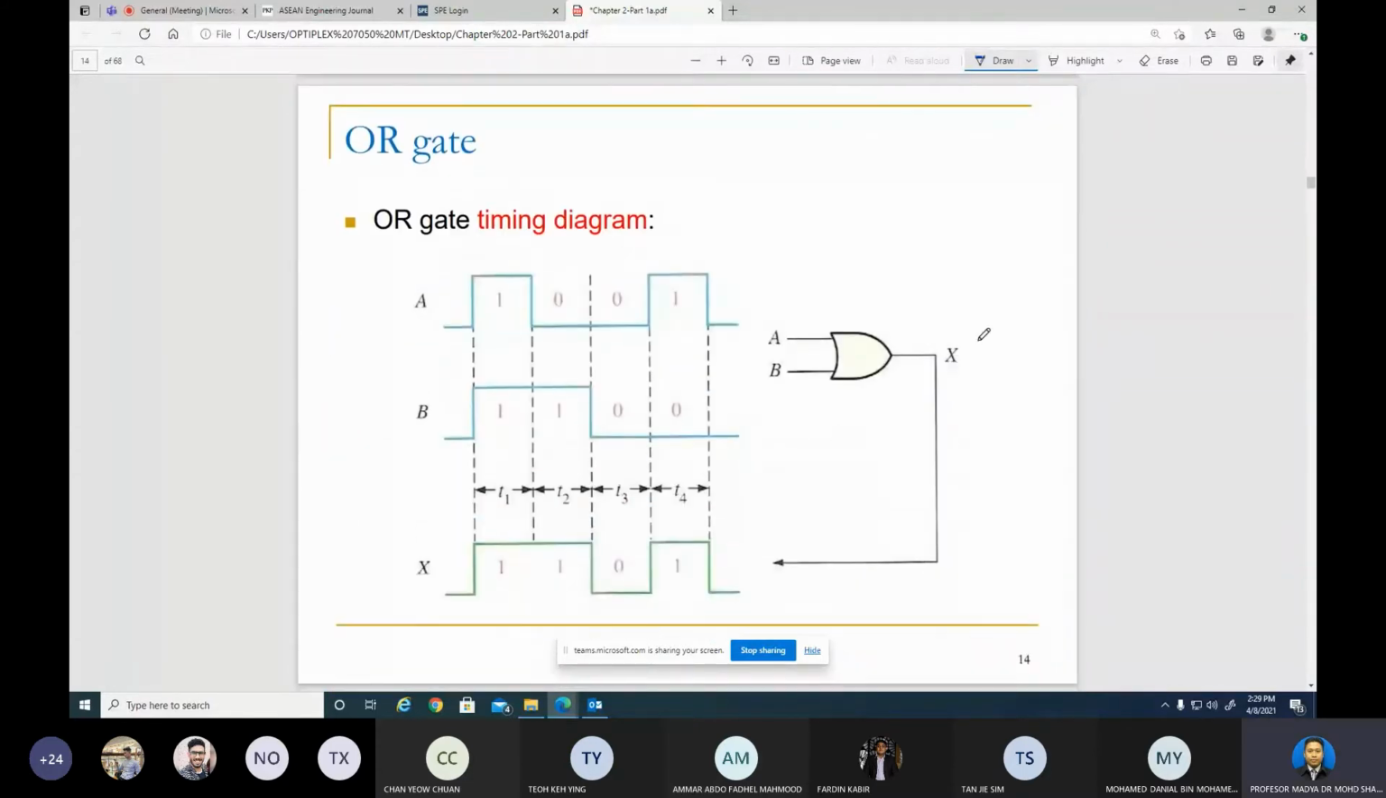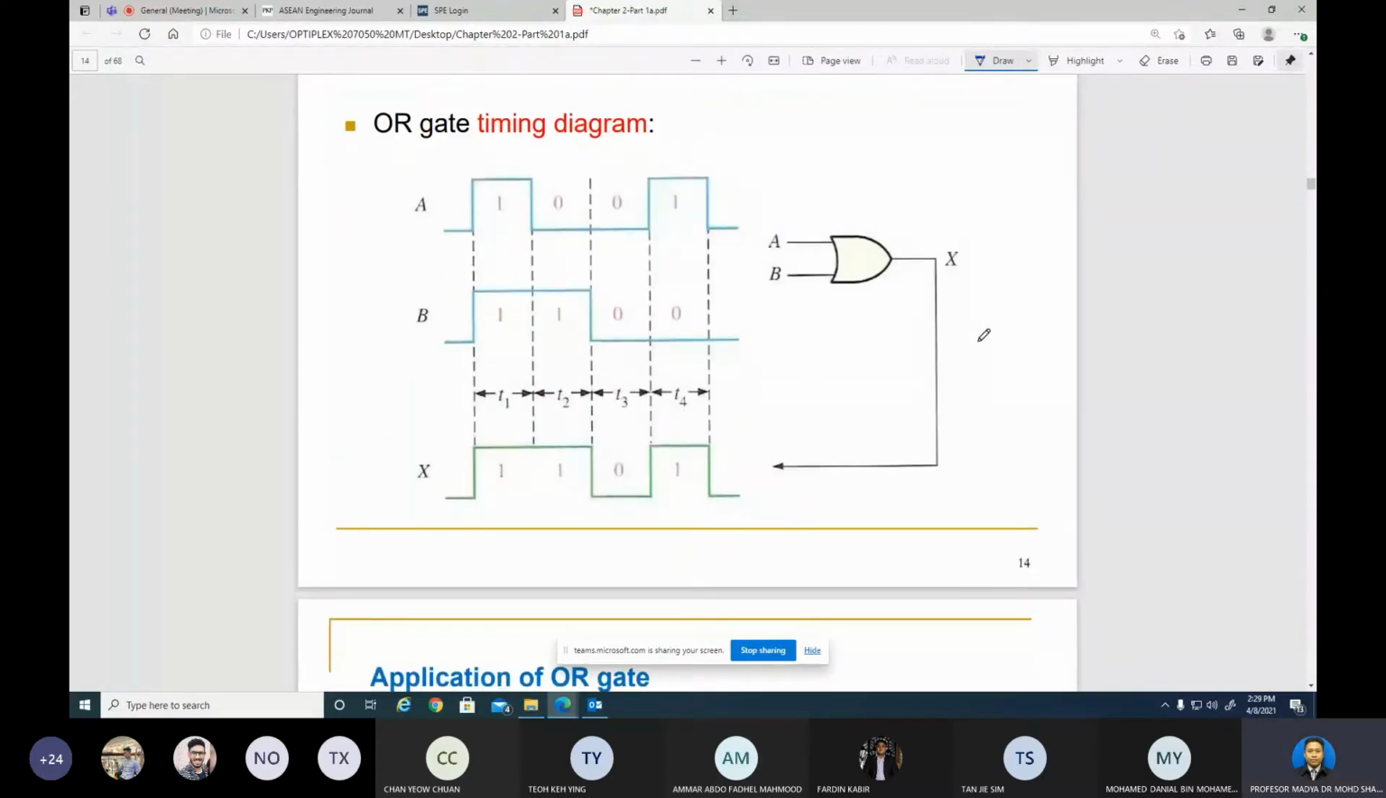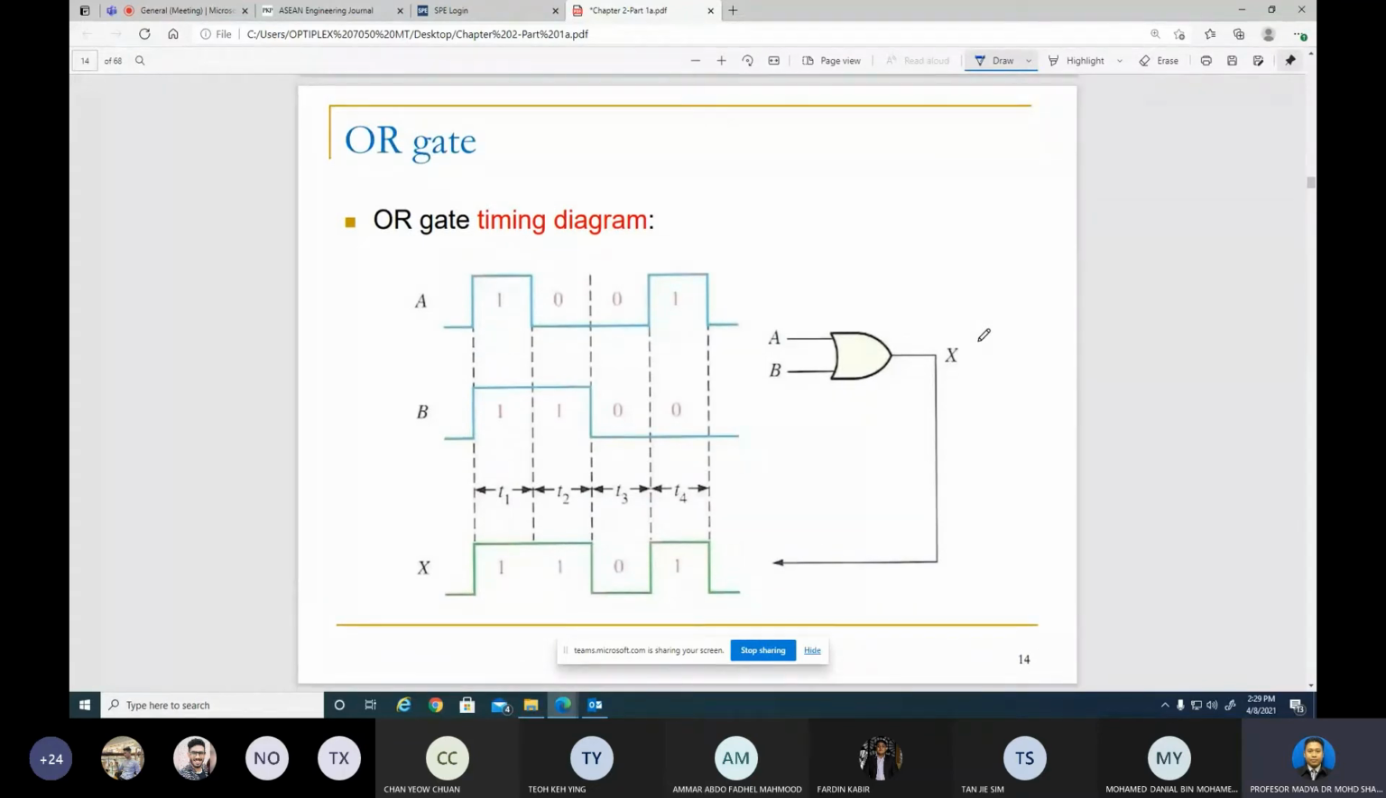Okay, so this is a timing diagram. That means, for example, we have 0 and 0, so it will be 0. 1 plus 1 will be 1. 0 plus 1 will be 1. 0 plus 0 is 0. 1 plus 0 will be 1. And then 0 plus 0 will be 0 here. So this is the timing diagram for the OR gate.